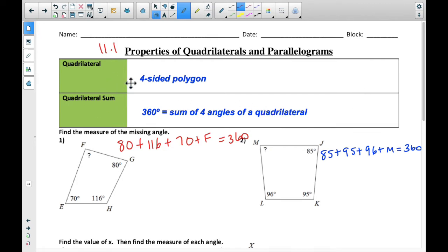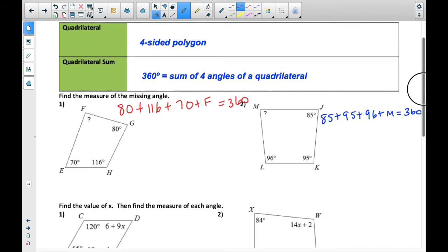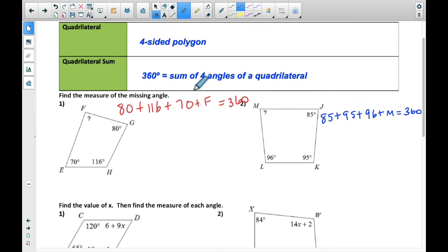A quadrilateral is a four-sided polygon. And what we really need to know in this unit is that for quadrilaterals, the sum of the angles adds up to 360 degrees. So our last unit was on triangles, those were 180, but we get to quadrilaterals and they are 360. So for instance, I've started off number 1 here.